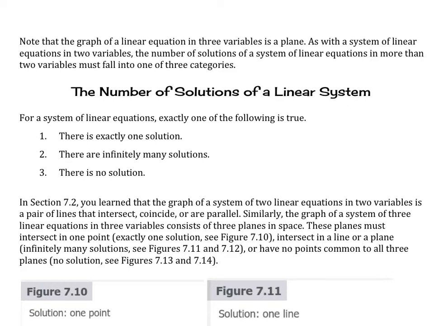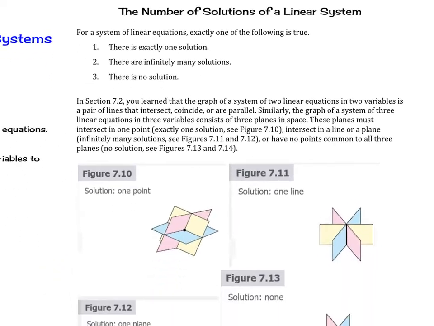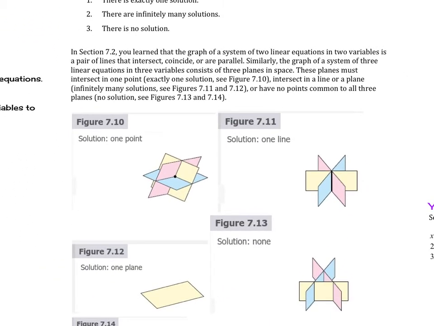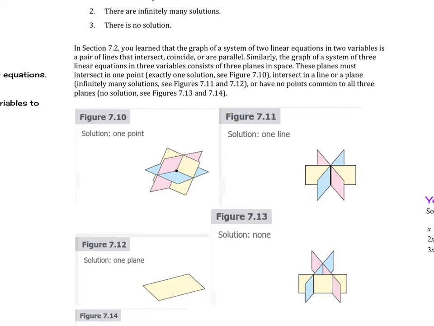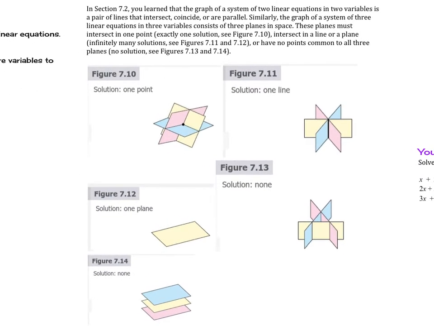These planes must intersect in one point, exactly one solution, which is figure 710. They intersect in a line or a plane, infinitely many solutions, like figures 711 and 712, or they have no points in common to all 3 planes, no solution, like figures 713 and 714.